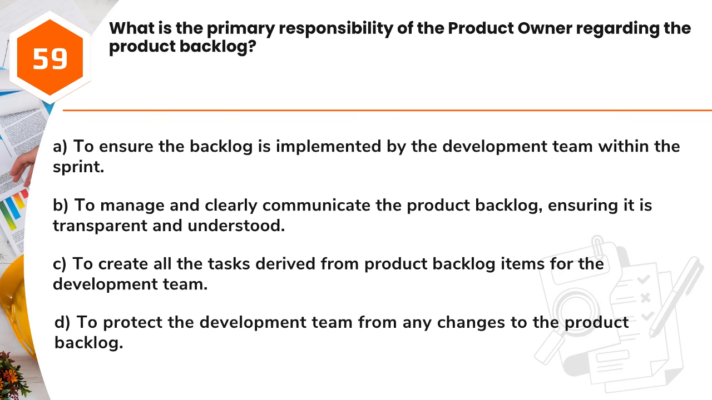Question 59. What is the primary responsibility of the product owner regarding the product backlog? A. To ensure the backlog is implemented by the development team within the sprint. B. To manage and clearly communicate the product backlog, ensuring it is transparent and understood. C. To create all the tasks derived from product backlog items for the development team. D. To protect the development team from any changes to the product backlog.